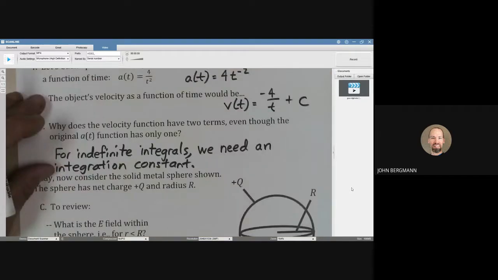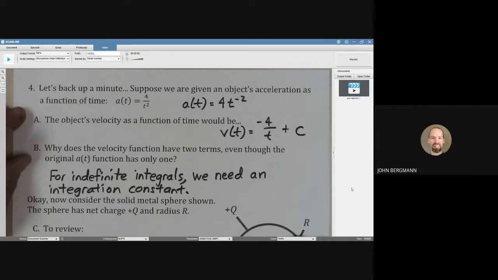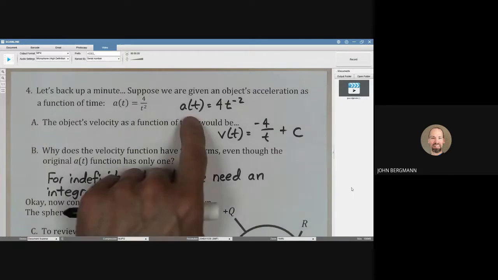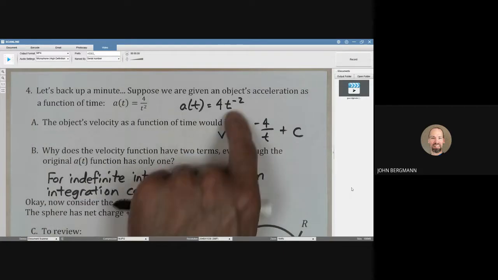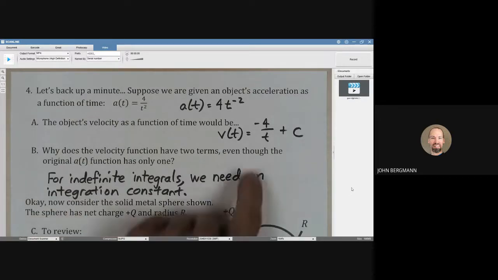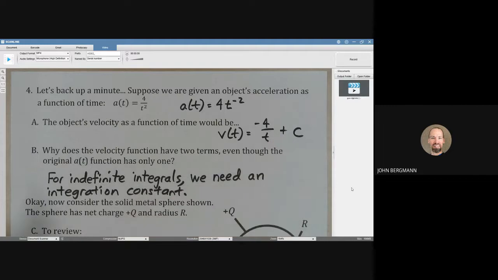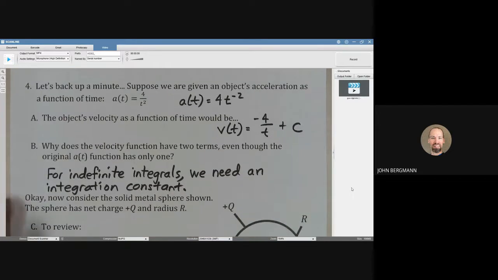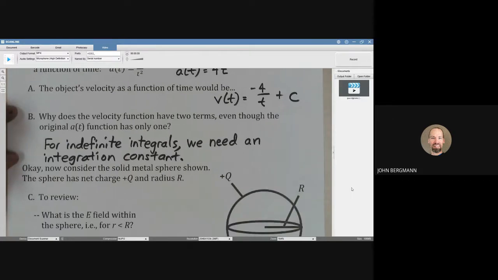All right, let's back up a minute. Suppose we have an acceleration function, and I changed it into its negative power form. The velocity would be the integral of that. So if we integrate that, the power goes up by 1, and then we have to divide by -1. We would end up with this. And then we have a c there. And the reason we need that c is because if it's an indefinite integral, we have to put an integration constant on there. That is going to be relevant here because it relates to electric field and voltage, as we'll hopefully see in just a second.